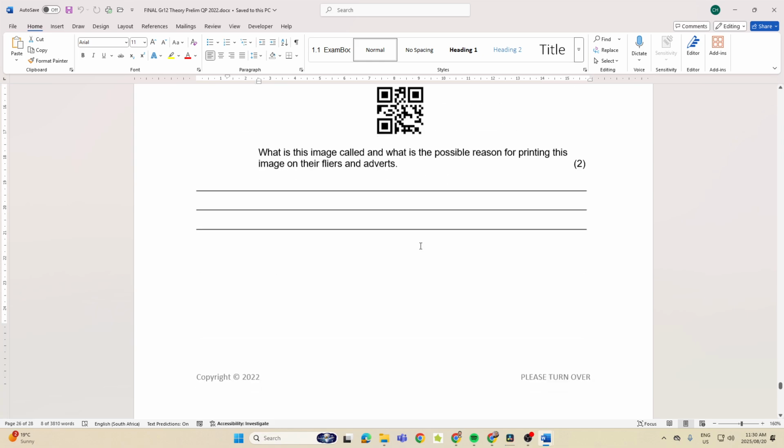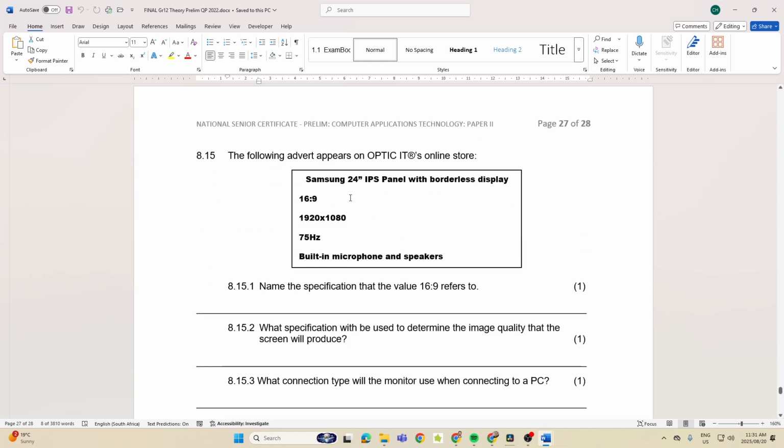Here we've got a QR code as well. What is this? This relates to a monitor. Why? Because look there, Samsung 24-inch. How do we measure those inches? Or how do we measure the size of a monitor? In inches diagonally, right? From one corner to another.